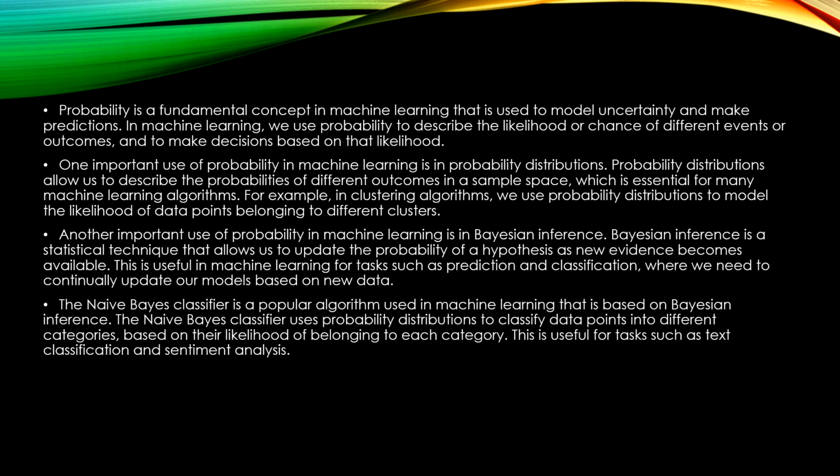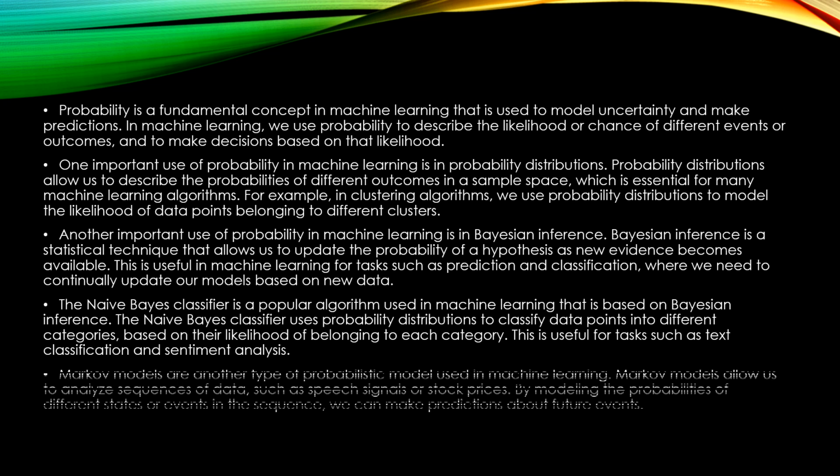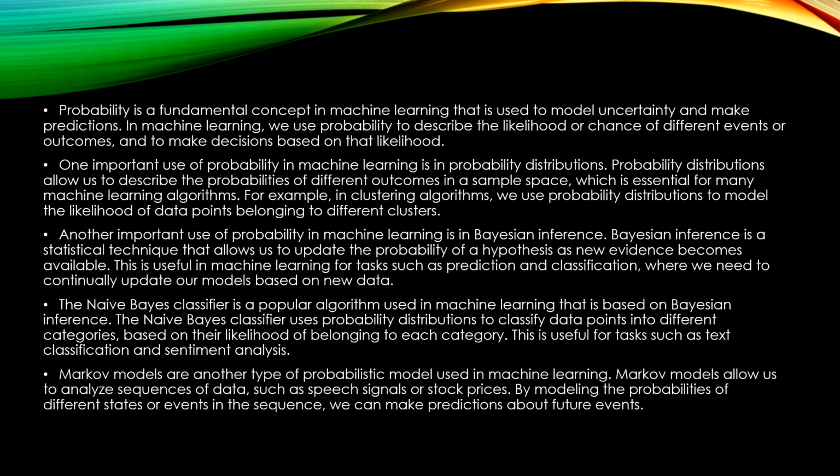The naive Bayes classifier is a popular algorithm used in machine learning as well that is based on Bayesian inference. I always mess that word up. The naive Bayes classifier uses probability distributions to classify different data points into different categories based on their likelihood of belonging to each category. This is useful for tasks such as text classification and sentiment analysis, which is a little bit more of an advanced topic we will not be covering in this data section of this lecture.